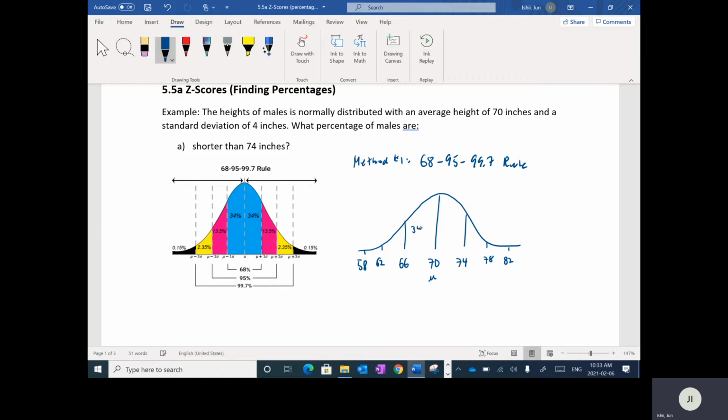So this is 34% on both sides. I cut and pasted this graph here on the left. I didn't really feel like reconstructing it, even though you probably can, but I just want to refer to it instead. So that was 2.35%, and then the very small tails at the end were 0.15%.